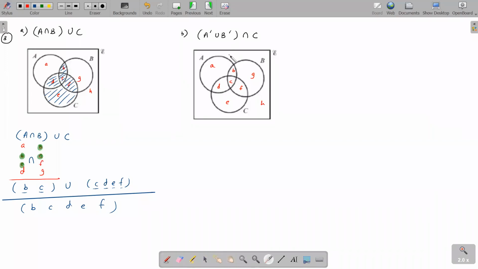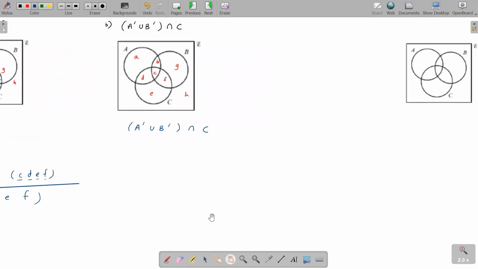All right, guys. Moving to part B: A dash union B dash intersection with C. Work one thing at a time. First, we'll work with A dash union B dash. A dash means the region outside of it, not inside. Remember, A dash means the A complement. So outside of it, we have E, F, G, H. Agreed?